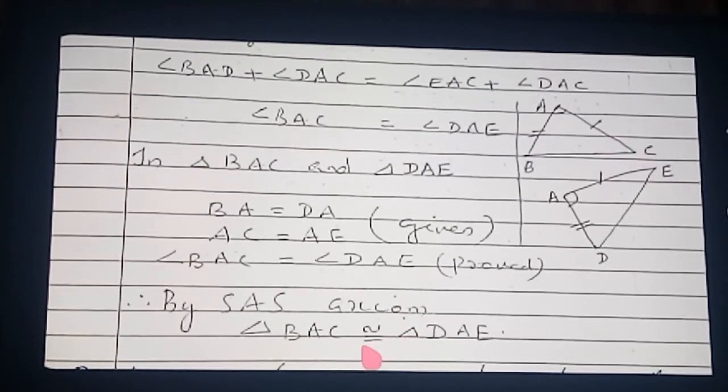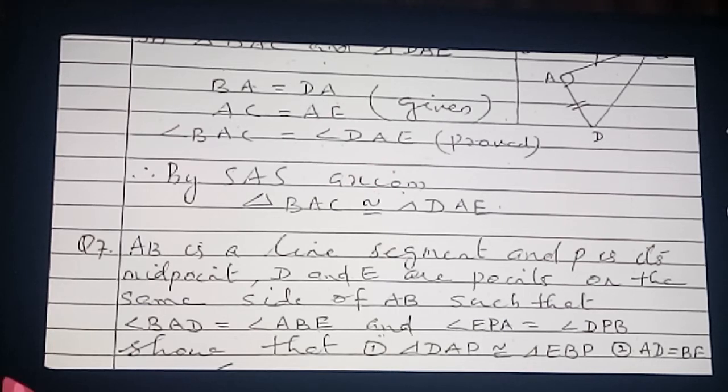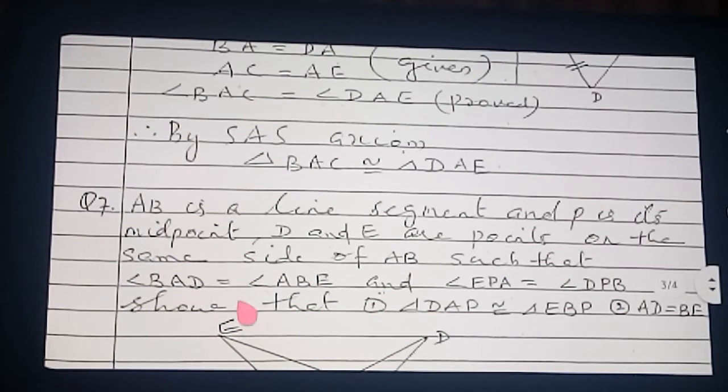Next question now. Now see the next question. Question number 7. In question 7 we are applying the same method only. Since it is a rider, I am explaining all the riders. Question, listen.